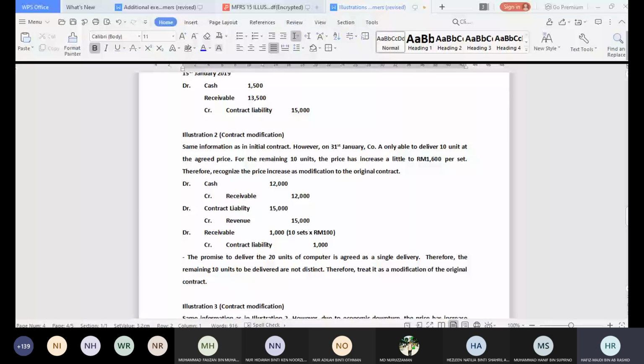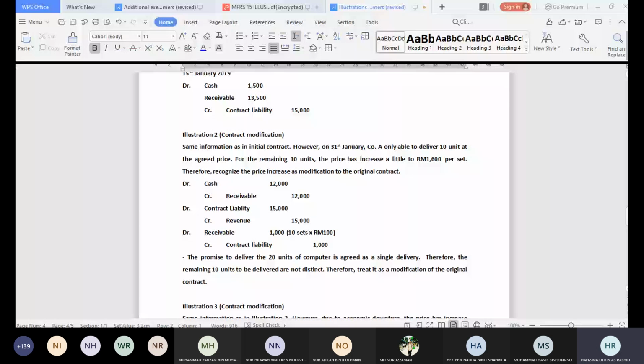Okay, so of course each unit is distinct, because whatever you have sent can straight away be used. However, of course, in the original contract, you have not identified it to be delivered like that, to deliver 10 and then another 10. So what you have agreed is to deliver all the 20 units. So this has only happened because suddenly you cannot get all the 20 at the same cost.